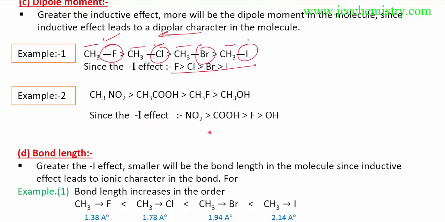Here, for the minus I effect, we have NO2, carboxylic acid, fluorine, alcohol. Here is a nitro, carboxylic acid, fluorine and alcohol. All the methyl groups are the same. The negative I effect order is nitro, carboxylic acid, fluorine, alcohol. So in this way the dipole moment order will be in this increasing order.